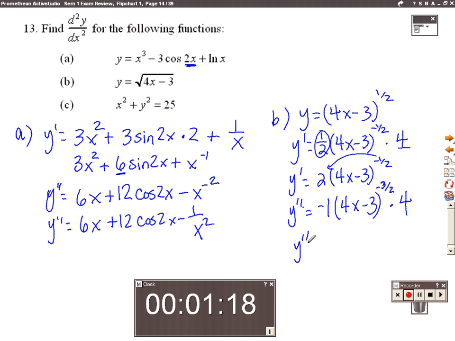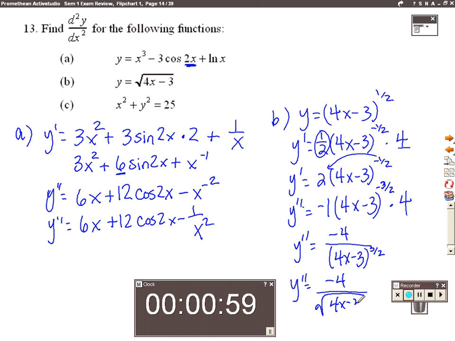So my final answer, the 4 would be in the numerator with the negative 1, so that's negative 4 over 4x minus 3 to the 3/2 power, which, if you wanted to change it to a radical, would be negative 4 over the square root of 4x minus 3 to the 3rd power.